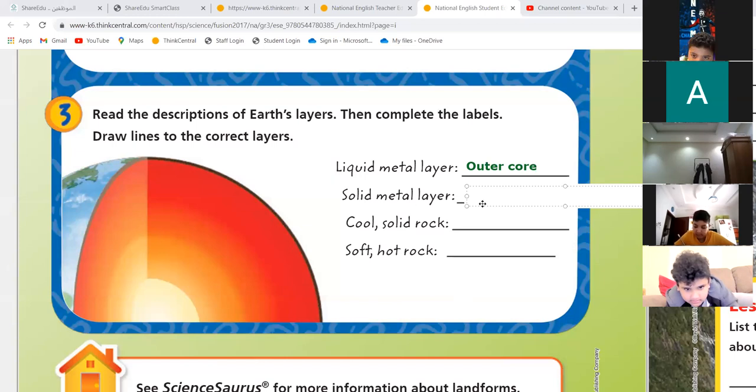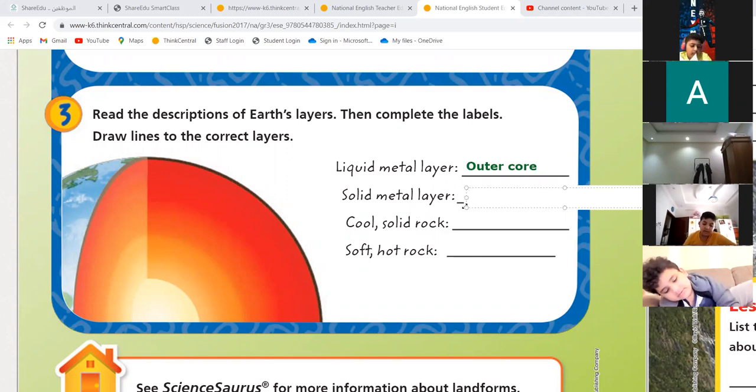Hi, Faris. What is the solid metal layer? Tell me. I forget what its name is. You can go to the page and see the name of it. If the liquid metal layer is the outer core, then the solid is what? You have 4 layers we have. The solid metal... inner. Excellent. Inner core. Now, what is the cool solid rock?